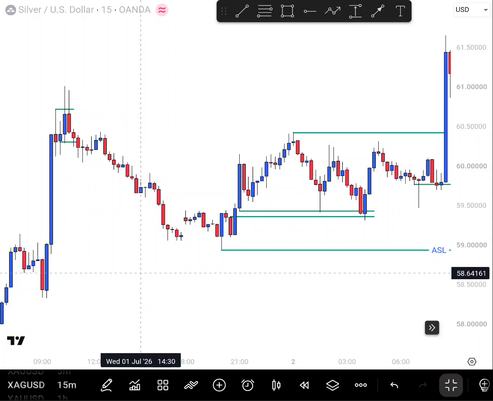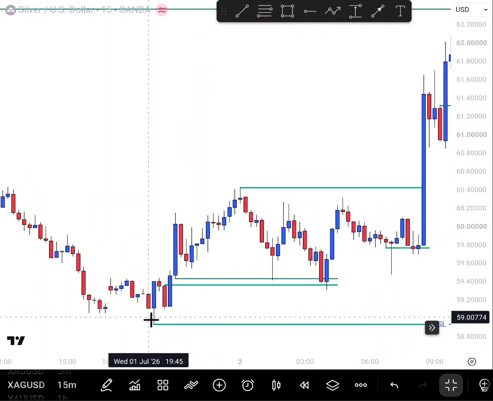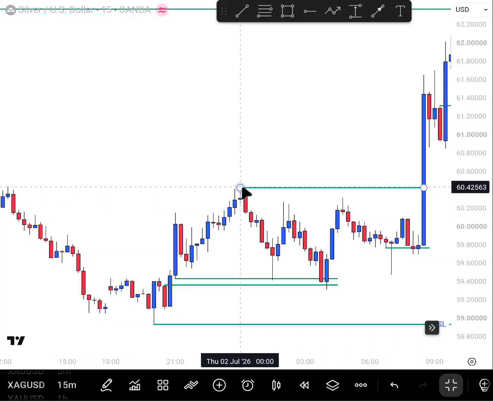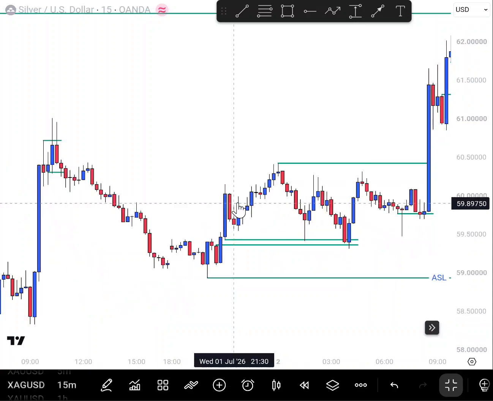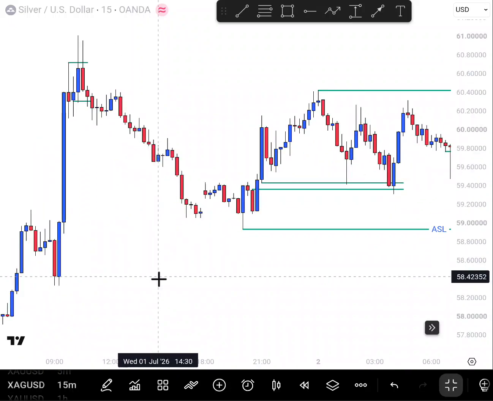What I do first is to identify the Asian session low. In this case, this was my Asian session low, and this was the Asian session high in this day. After identifying that, next is to identify the trend or the order flow, the most recent trend, since I trade intraday or intra-session. So I identify the most recent order flow.